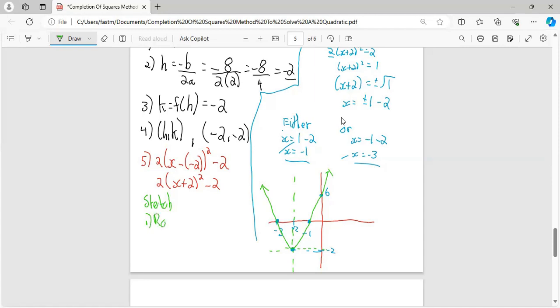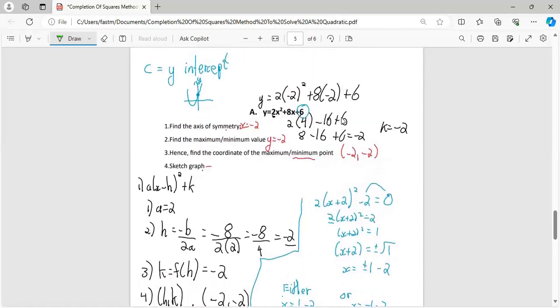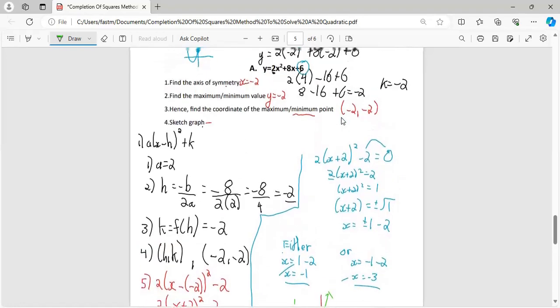So you have the roots. You need to get the roots. You just solve the equation. Second thing you need to get is the turning point, which is your h and k. And the third thing is your y-intercept, which is just c from the equation. When I say c from the equation, remember it's ax² + bx + c. So this here will be c. Okay? And that's the question right there.